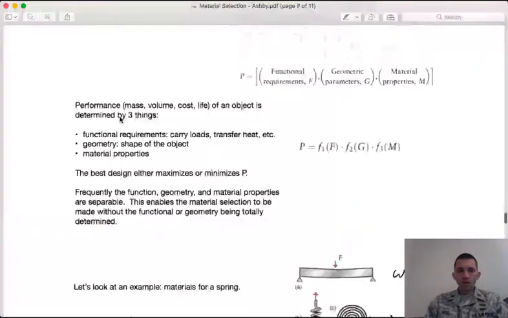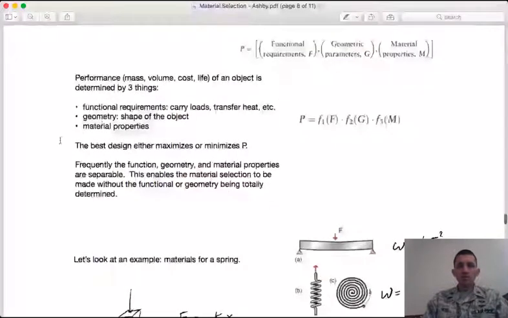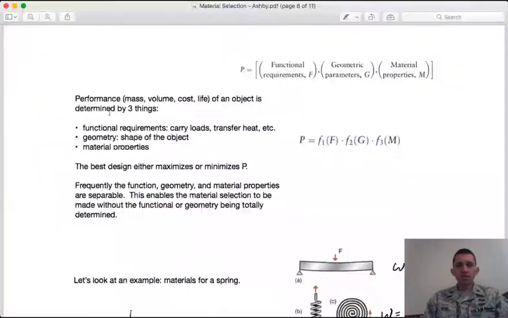All right, so that was example number one. That was kind of simple. If you have a more complex example, which we'll talk about here in a minute for springs, performance is more complicated, right? And if we break it down into a function, we say, okay, P here is performance, and performance has a couple of components that go into it. First of all is the functional requirement. Depending on what a material has to do will depend upon what we consider its performance to be. And also its geometric parameters, right? How is it shaped? That factors into its ultimate performance.